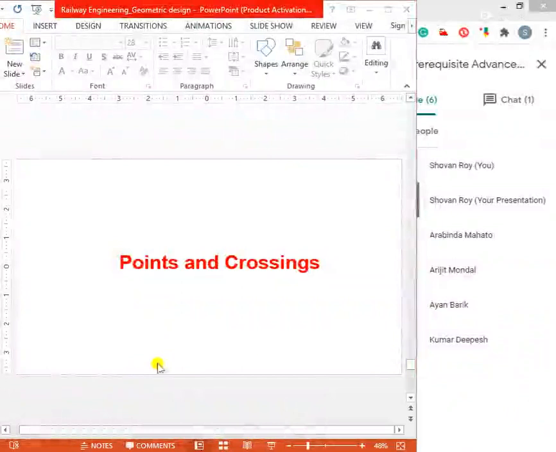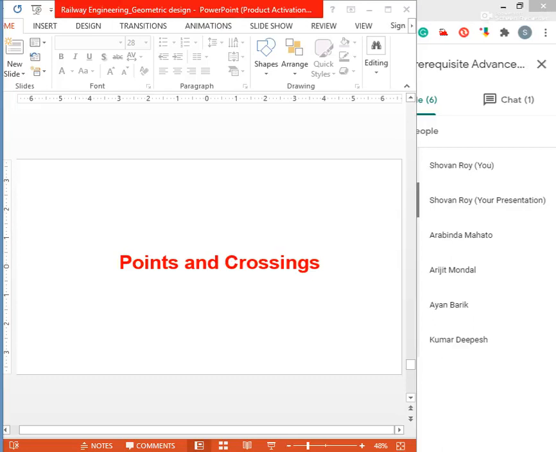So today's topic is points and crossings. Basically, points and crossings are important for crossing the railway track, crossing from one railway track to another, or to change the railway track when a vehicle is going through a particular line. For changing from that particular line to another line, we need points as well as crossings.